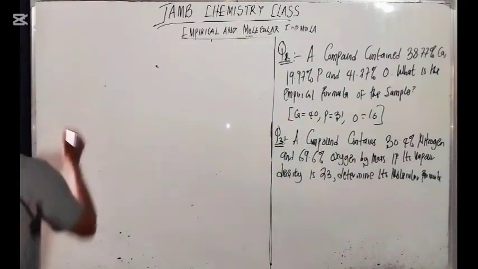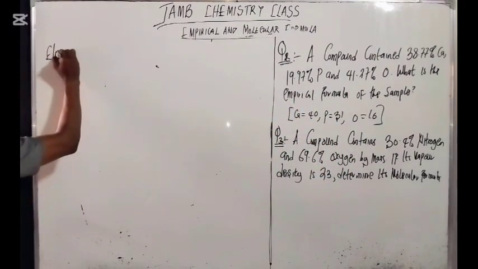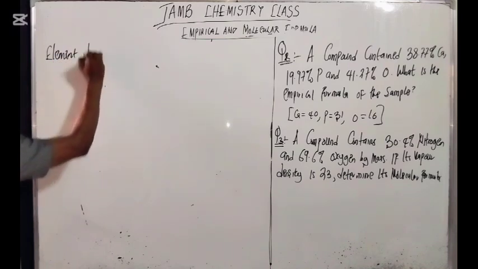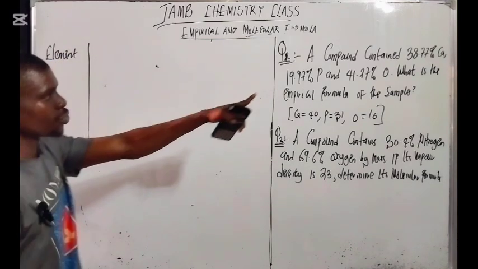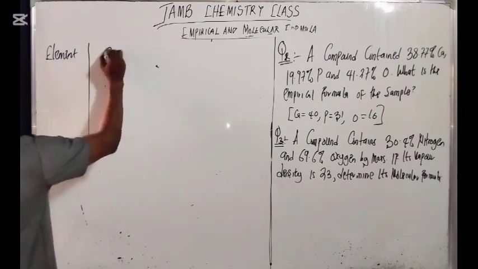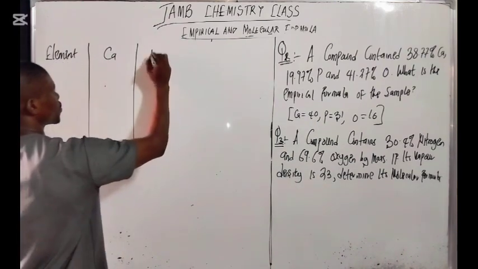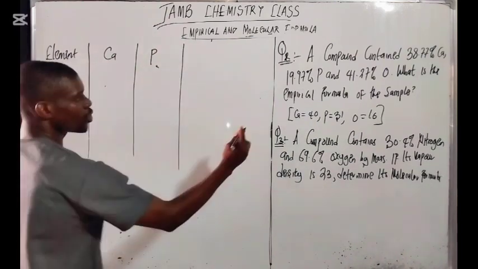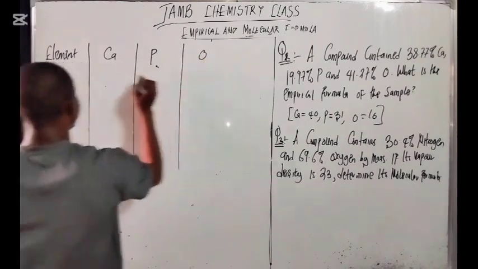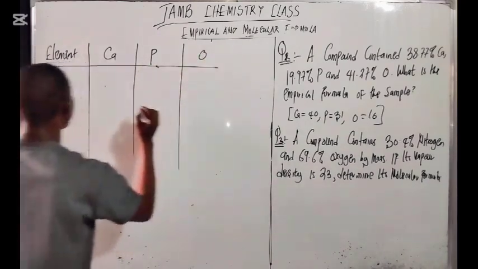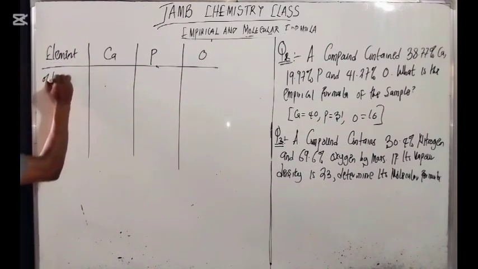So here we have elements. We are going to use a table. A table will make it easier for us, like what I said. The first one is calcium. The second one is phosphorus. The third one is oxygen. So look at percentage by mass.